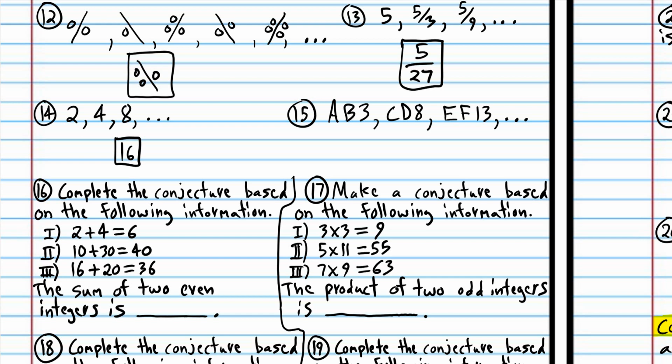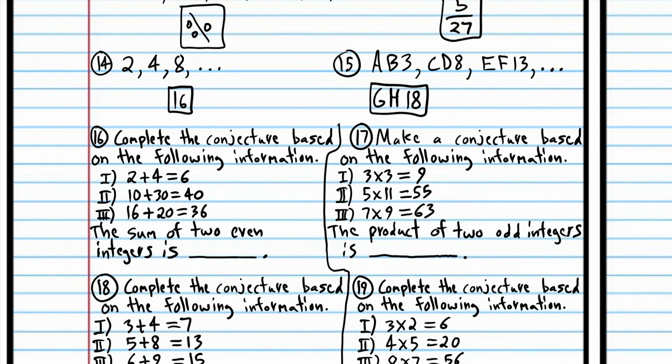All right, we're back. So we have A, B, C, D, E, F. So it looks like it's alphabetical. That part seems pretty easy. So A, B, C, D, E, F, G, H. So G, H. And then we have 3, and then we're adding 5 to get to 8. And then we're adding 5 again to get to 13. So we need to add 5 again, and we have 18. So GH 18 is going to be the answer there. So if you got that, good job.